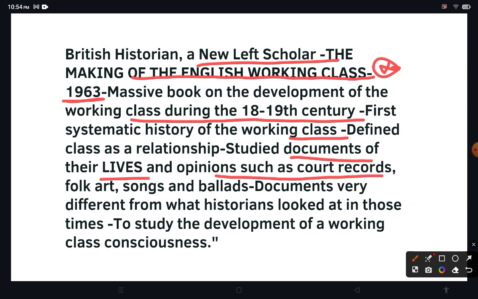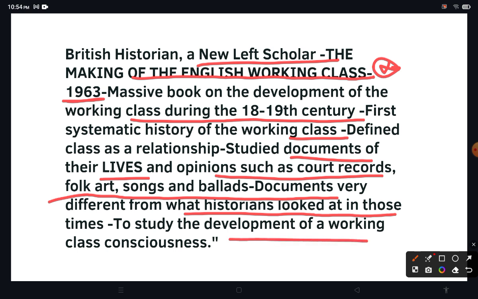He studied documents of their lives and opinions, such as court records, folk art, songs, ballads, very different from what historians looked at in those times, to study the development of class consciousness. He tried to write about working class people's culture, but he saw that there is no document. So how can you know about the working class culture of people from the 18th to 19th centuries?